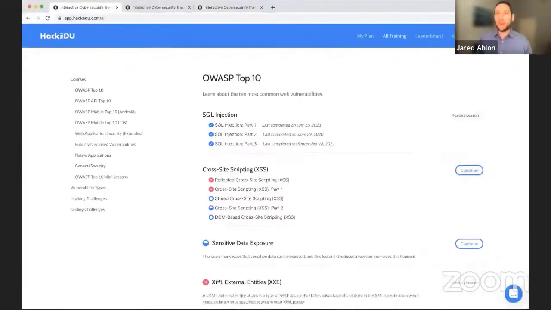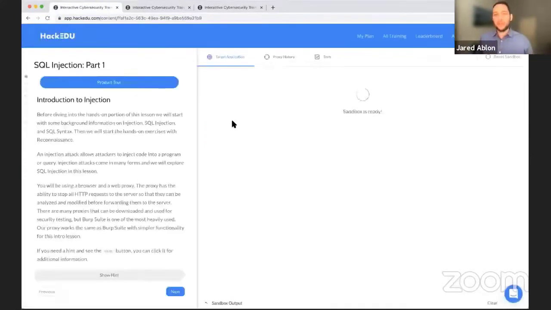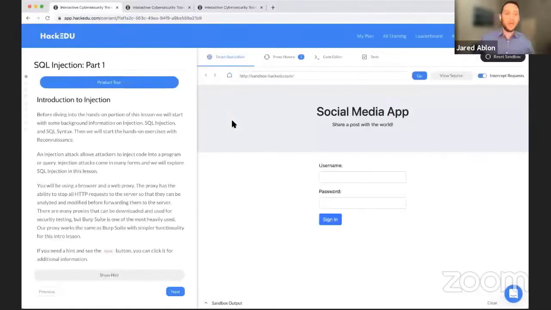So starting with the HackEDU platform. This is the HackEDU platform. This is just kind of general training, and I'm going to walk through a particular lesson here. If we go into our SQL injection part 1 lesson, the way our training works is we have a tutorial on the left side, and then the most important thing we do is try to get developers hands-on as quickly as possible. As mentioned, the offensive side is where we start. So we'll walk through the offensive side of security, and then move on to the defensive side.